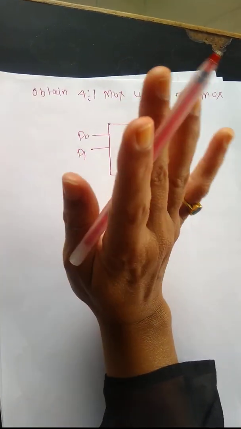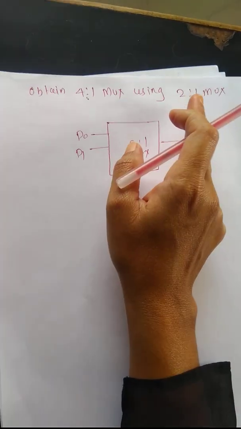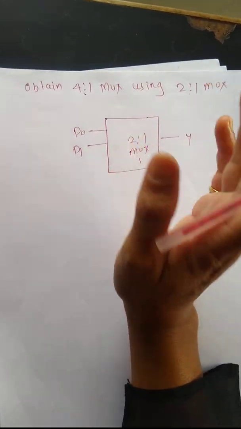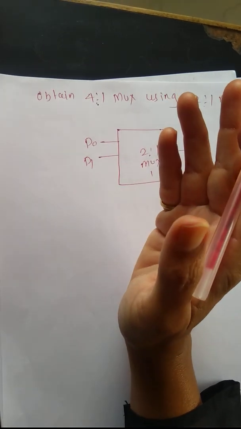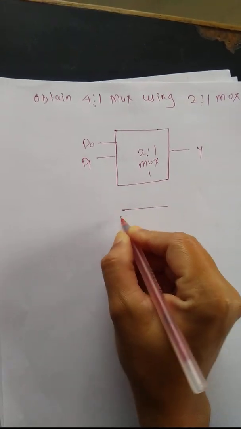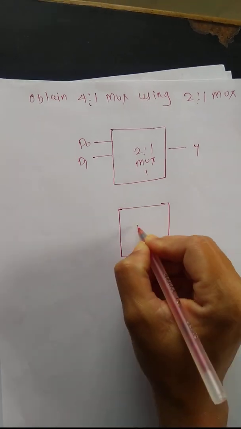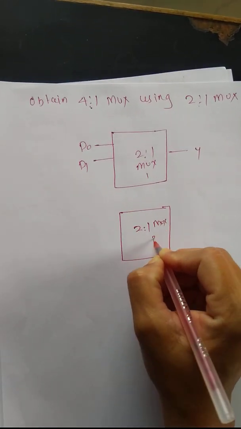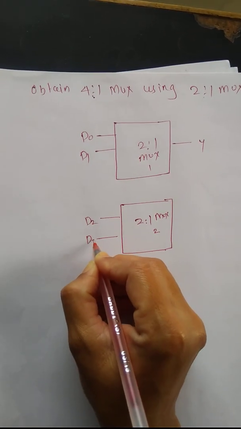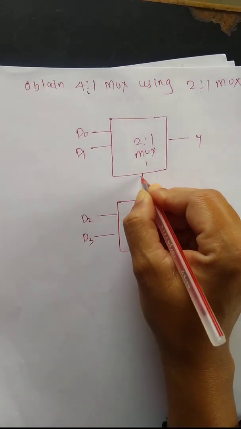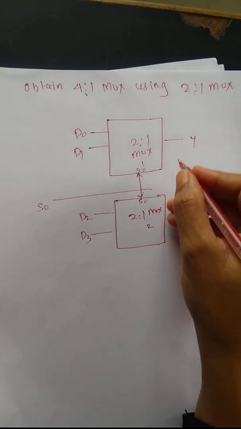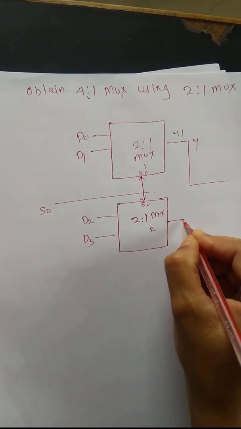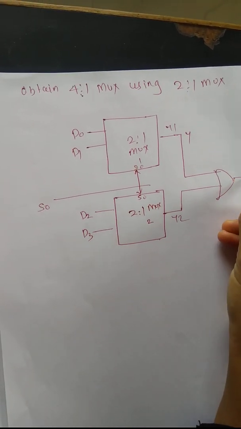Then the 4:1 requirement is 4 input lines, 2 select lines, 1 output. But a 2:1 has 2 input lines and 1 select line. Then how do we obtain the 4:1? For resulting in a 4:1, we take the cascading of 2:1 mux. So we require two 2:1 muxes. This is the second 2:1 mux, and for this we have data input lines D2 and D3. Parallelly, we connect both 2:1 multiplexers to 1 select line S0. Then this is Y1 and this is Y2, and we connect one final output Y.